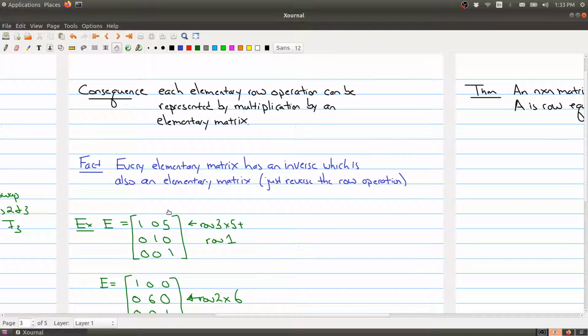Welcome back to the second part of lecture 3. Where we left off, we had this nice consequence that every elementary row operation can be represented by a matrix multiplication by an elementary matrix.